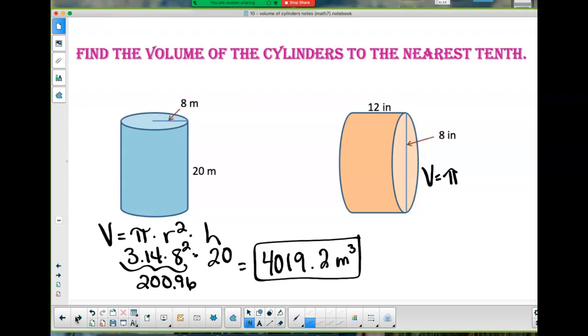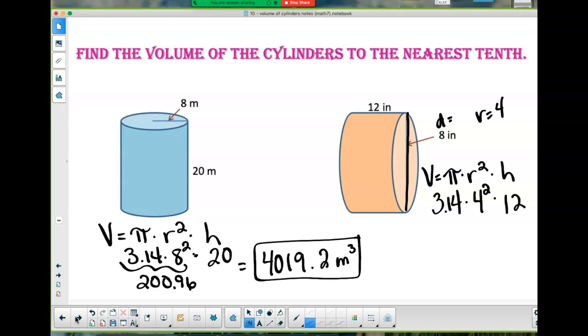Volume equals pi times radius squared times height. Same thing. We're doing 3.14 for pi. Here's where we have to be careful. What's the radius of this cylinder? We always need the radius here. Go ahead, Dylan. 4, right? This line is going all the way across, so that's the diameter, meaning the radius would equal 4. So 4 squared. What's the height of the cylinder? Matthew. 12. It's laying on its side this time.